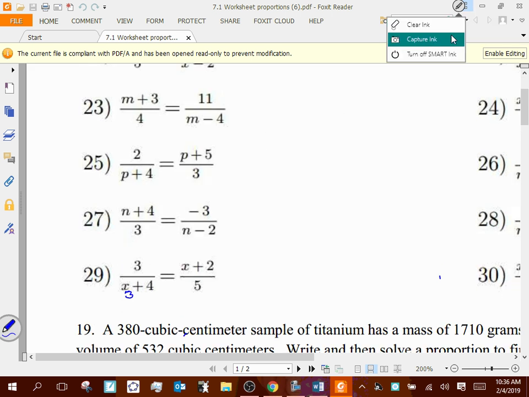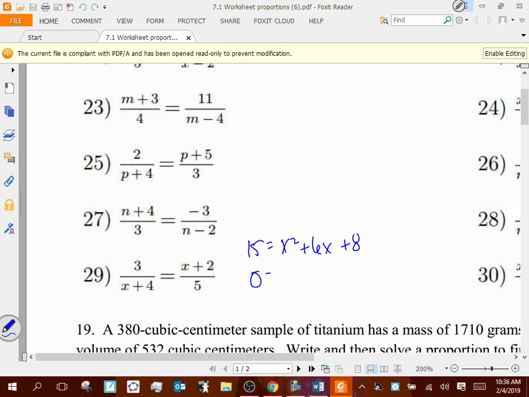29. We'll have 15, 3 times 5. X times x is x squared. I have 4x and 2x, so that's 6x. And then 4 times 2 is 8. So 0 is equal to x squared plus 6x.